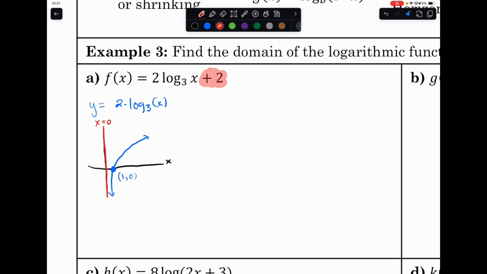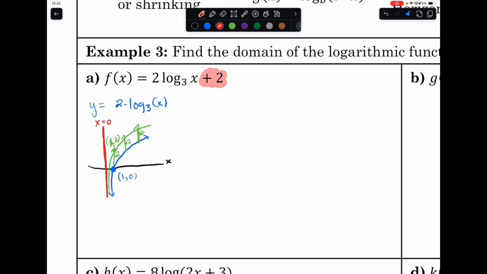This plus 2 is going to shift this graph and all of its points 2 units higher. So up 2, up 2, up 2, and up 2. So this point would now be at 1, 2. Whatever this point is, it will be up 2 units higher, and whatever this point is, it will be up 2 units higher. Now, of course, the vertical asymptote is also going to move up 2.